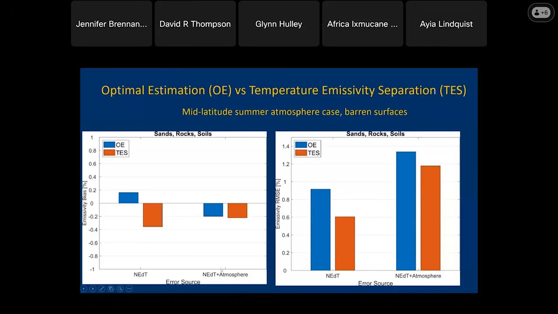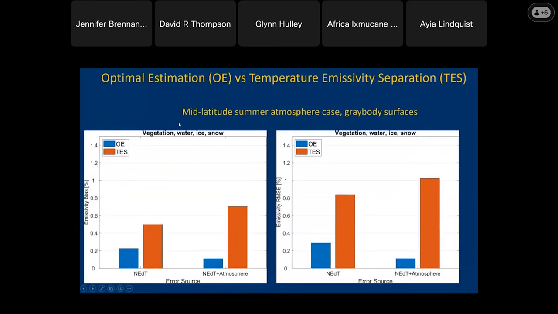And then if you combine the instrument noise with errors from the atmosphere, you can see that the biases are pretty low, down below about 0.2% in terms of emissivity. In terms of the total uncertainty, however, you can see that the TESS algorithm actually does slightly better than the OE when you look at both the atmospheric and the instrument noise errors combined.